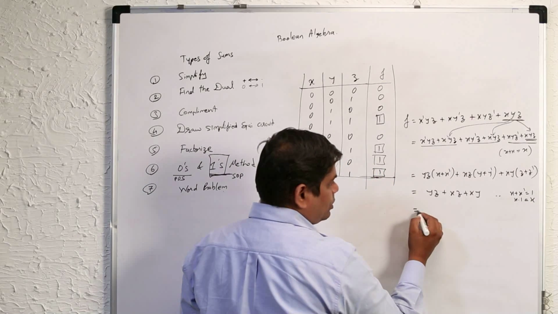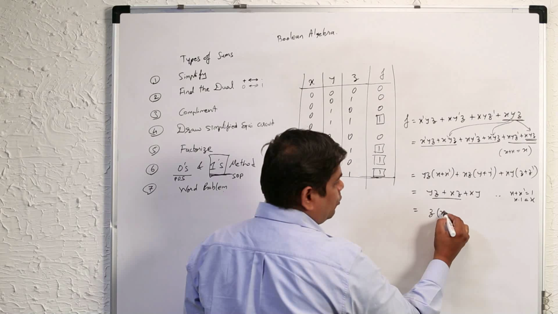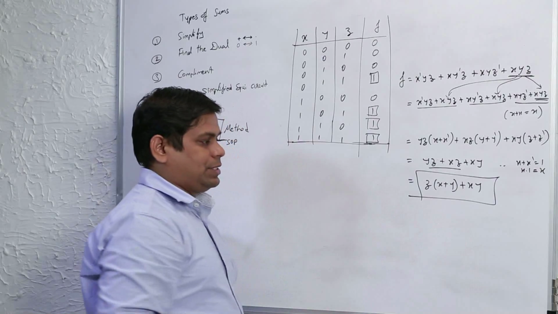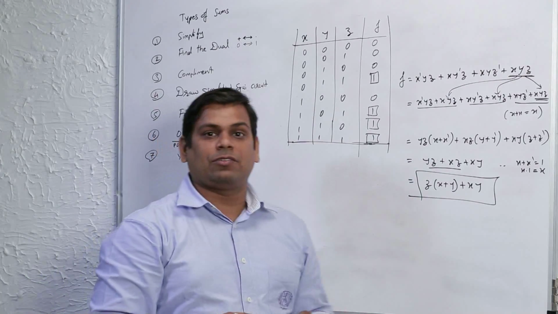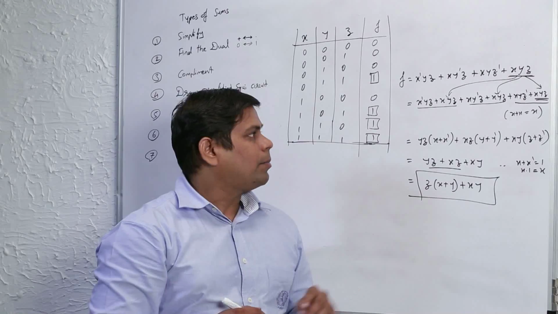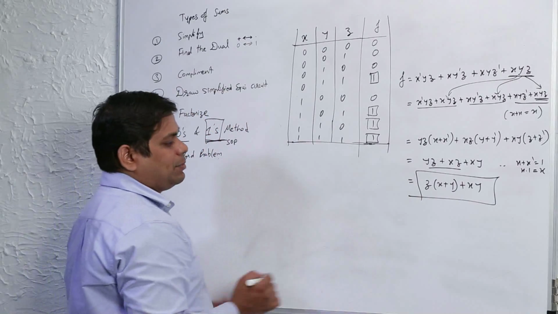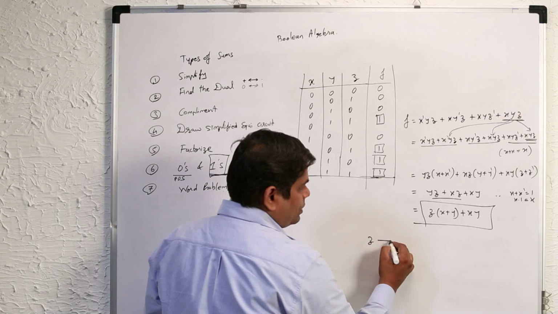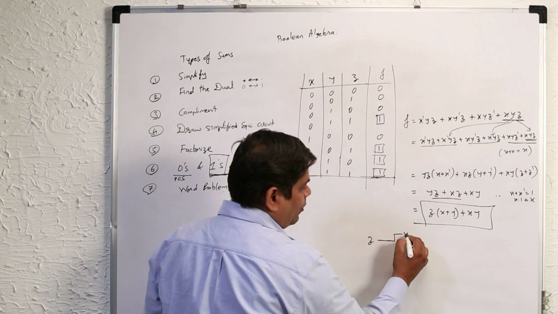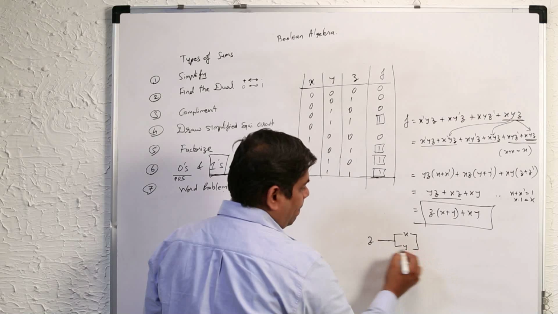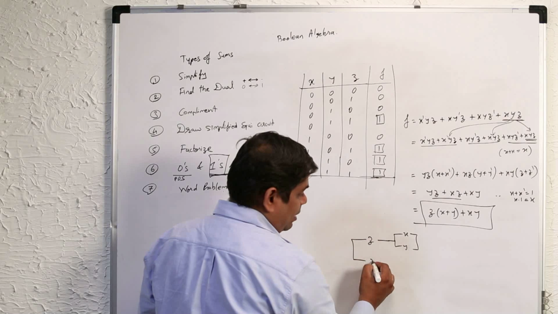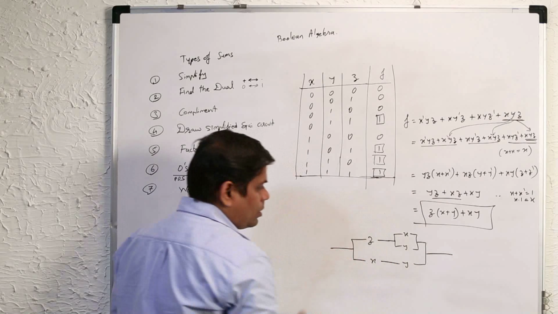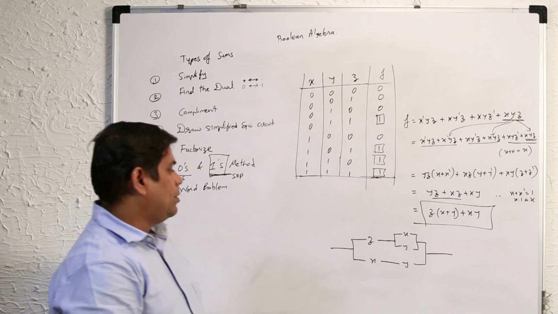Don't leave this as a final answer, because you can still take z common here. So z into x plus y, plus xy, is going to be the final answer, because this uses only 5 switches, whereas the previous one uses 6 switches, so you can save money basically. And your job is to draw the final simplified circuit. So let us do that. You have z, which is connected in series with the parallel of x and y. The whole thing is connected in parallel with x, y. So that's the final simplified equivalent circuit.